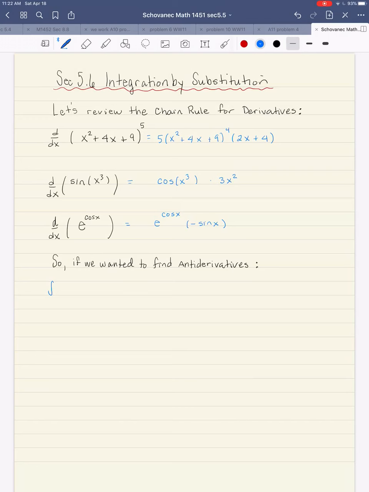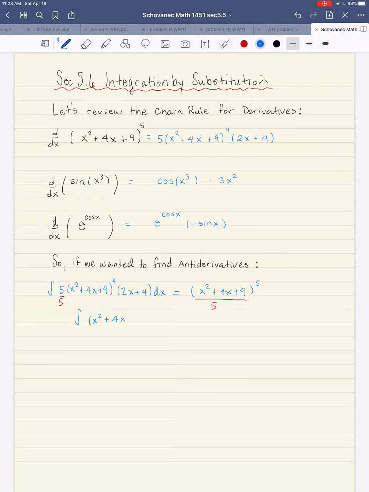So if we wanted to find antiderivatives using the above examples, we know that the antiderivative of 5 times (x squared plus 4x plus 9) to the fourth times (2x plus 4) is going to be (x squared plus 4x plus 9) to the fifth, plus that arbitrary constant. But a lot of times we'll see it without this 5 here. So we know we can move numbers inside and outside of integrals. We also know we can do something to both sides of an equal sign. So what I'm going to do is divide both sides by 5.